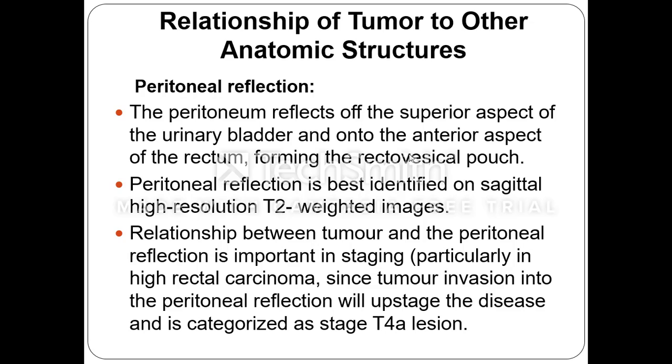Relationship of the tumor to the peritoneal reflection. The peritoneum reflects from the superior aspect of the urinary bladder and goes on to the anterior aspect of the rectum to form a rectovesical pouch. This is best identified on sagittal T2 weighted images. The relationship of the tumor to the peritoneal reflection is important because if the peritoneal lining is involved, it will upstage the disease to T4.